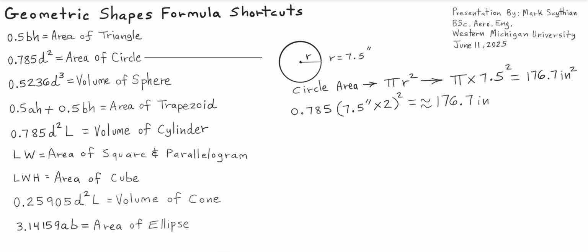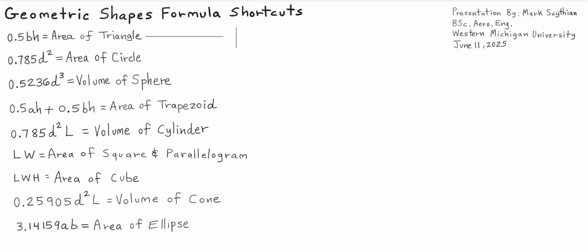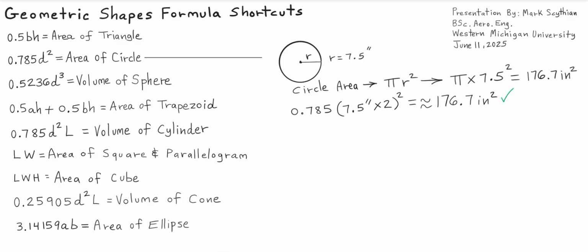And so that's the conventional method. Let's go back there a little bit. So that's the shortcut method versus the conventional method. So you get the same value, 0.785 times the radius times 2 for diameter, and then the quantity squared.